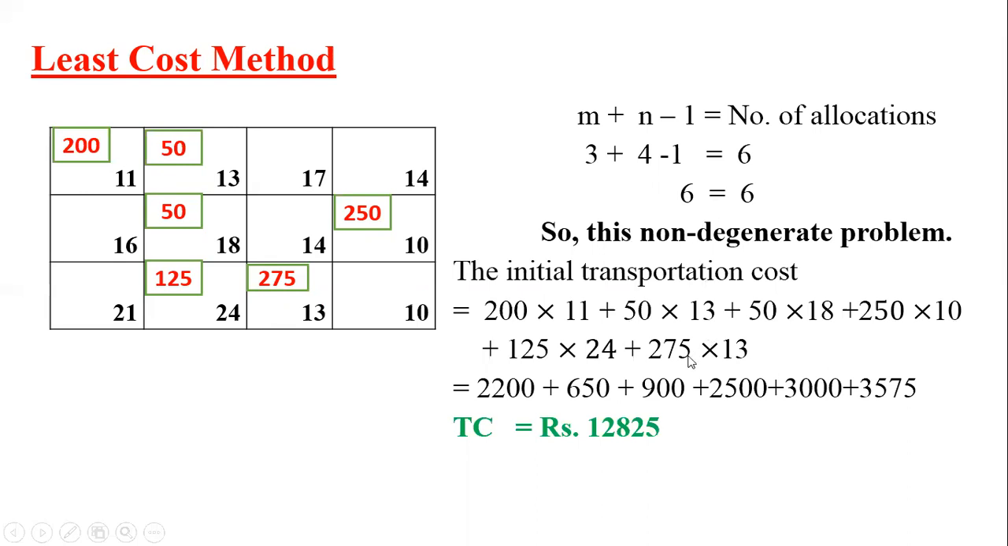The initial transportation cost is calculated by multiplying each cost by its allocated value: 200 into 11, 50 into 13, 50 into 18, 250 into 10, 125 into 24, 225 into 13. So I add these values and the initial transportation cost is equal to 12825.